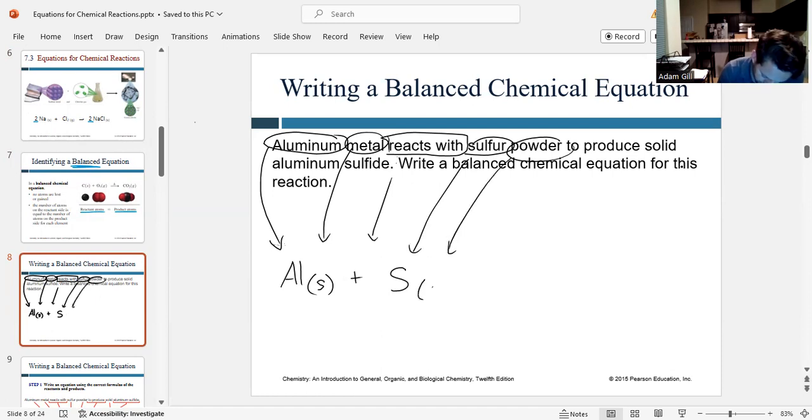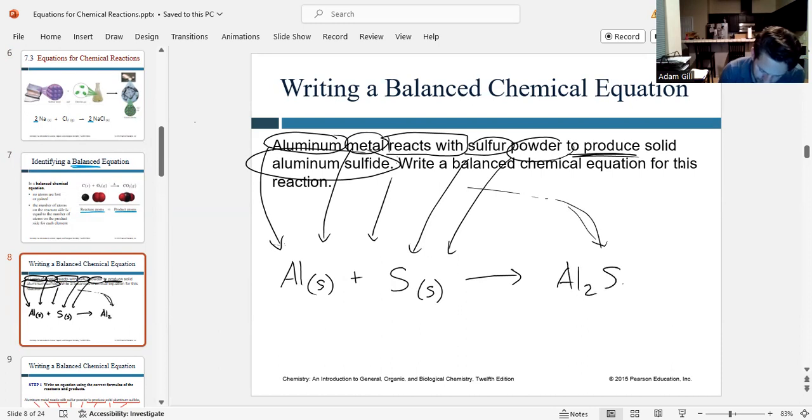So S in parentheses, to produce, arrow, solid aluminum sulfide. Now, aluminum sulfide is going to be Al2S3 and solid, (s). Now, how did we know that it was Al2S3? Recall from chapter 6.